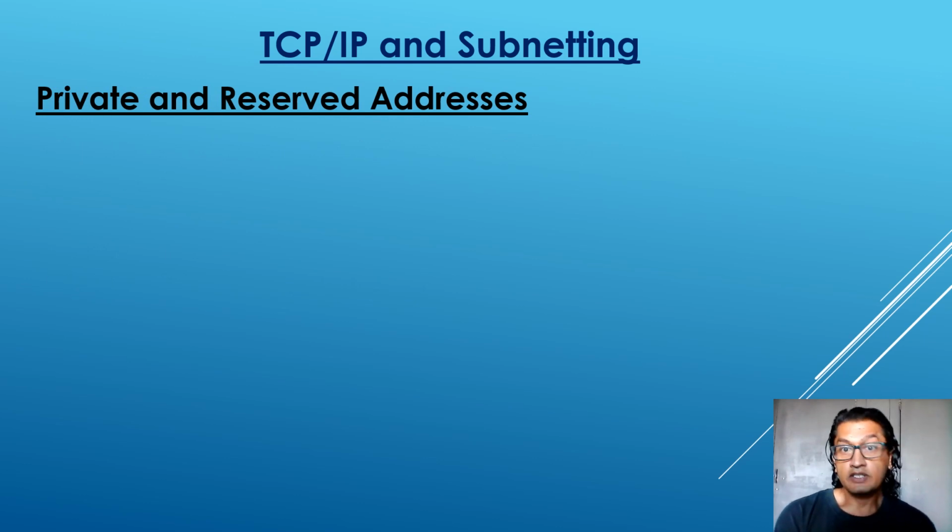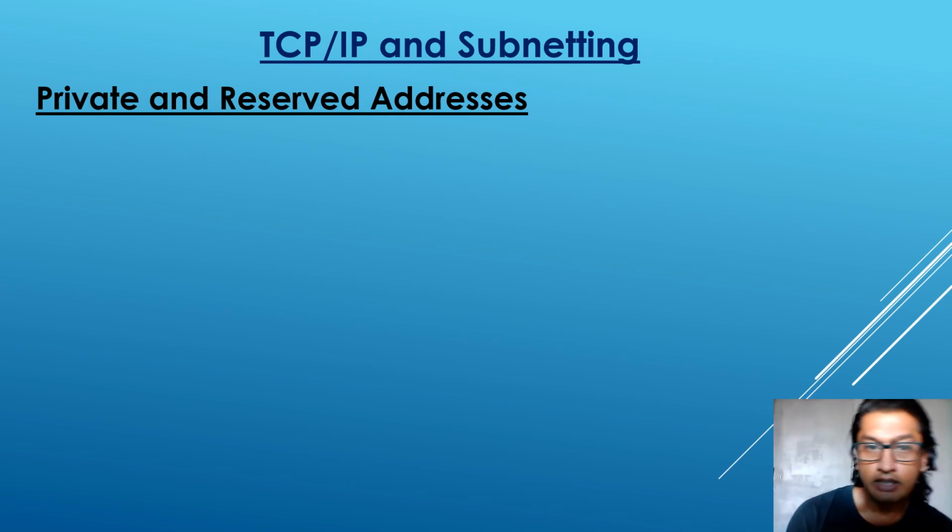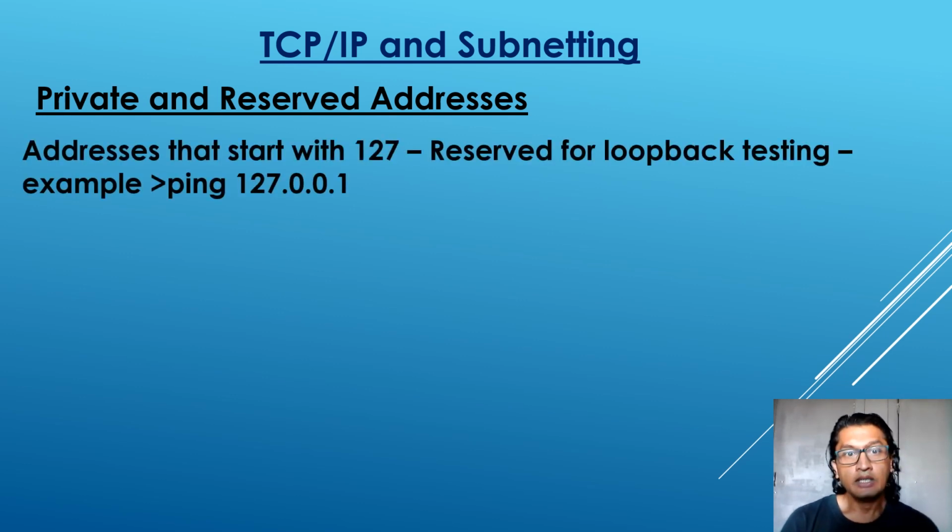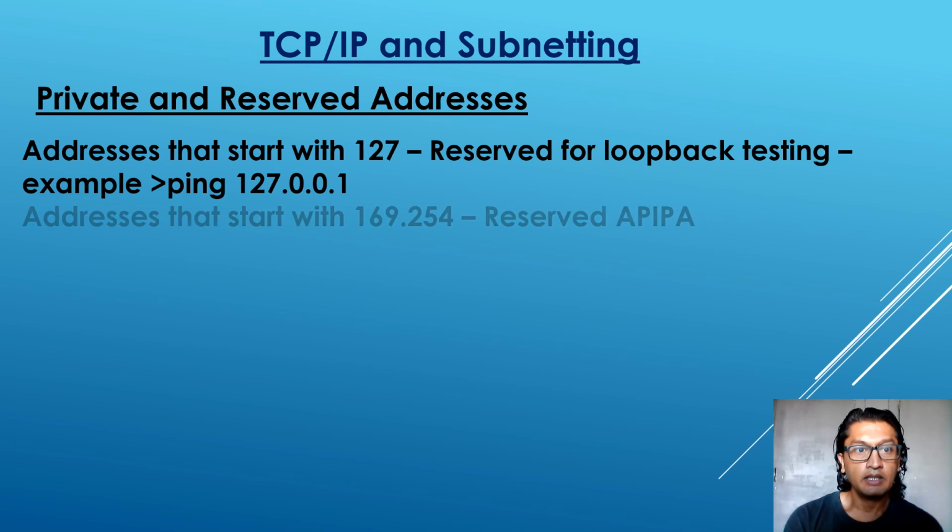Private and reserved addresses, very important. Private addresses and reserved addresses cannot be used on any public network. So you can use your private addresses on a private network, on a private LAN, but you cannot use them on the public internet. Addresses that start with 127, as we said earlier, are reserved for loopback testing. So if you ping 127.0.0.1, that just tests whether the TCP/IP stack is working on your system.